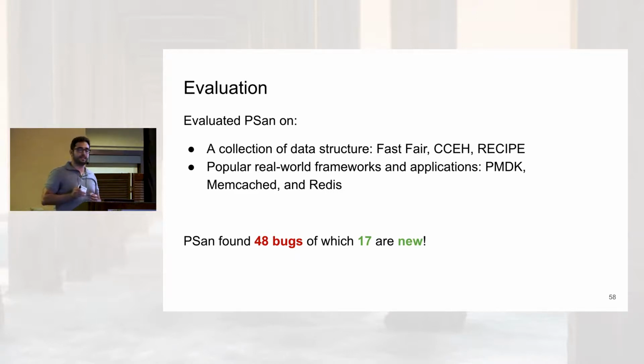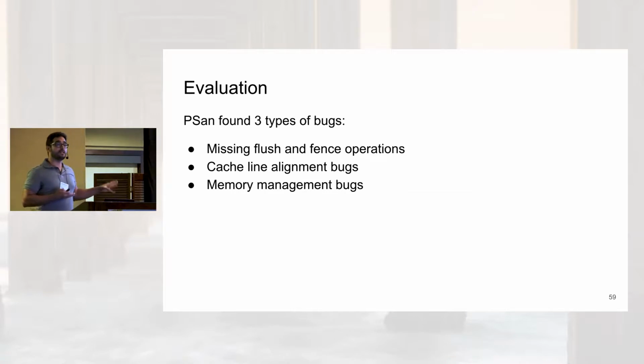We validated PSan on FastFair, CCEH, and RECIPE benchmarks that are a collection of data structures for persistent memory such as B+tree. We also tested PSan on 3 real-world frameworks, including PMDK, Redis, and Memcached, and in total, PSan could find 48 robustness violations, 17 of which haven't been reported before. These violations can be categorized into 3 different types.